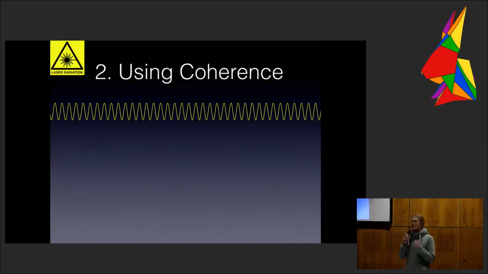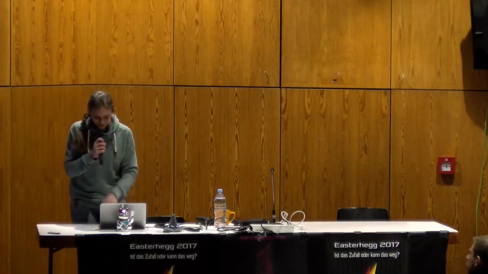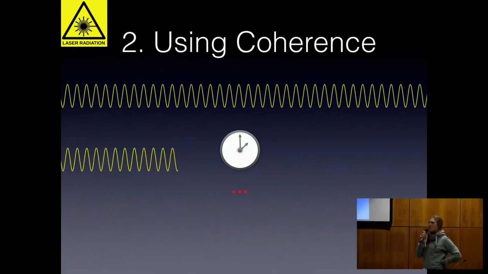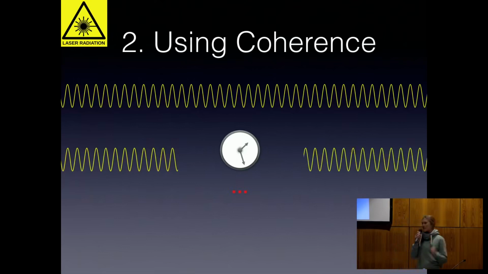Coherence is something you can harness to measure time. I'm going to give you a slightly in-depth example of how that's done. Say you have your wave, and it's perfect. At some point you start monitoring, take your stopwatch, wait for a while, and then stop your stopwatch and look at your wave again, and you can know exactly at which point of the cycle you end up. This is with a perfectly coherent wave.